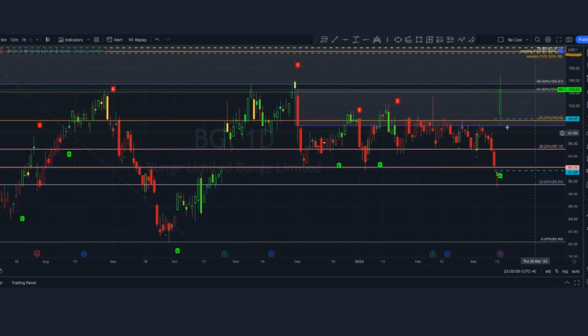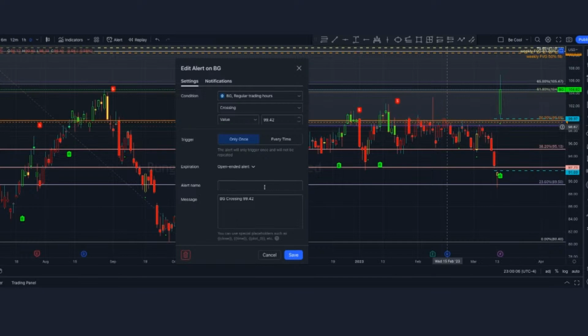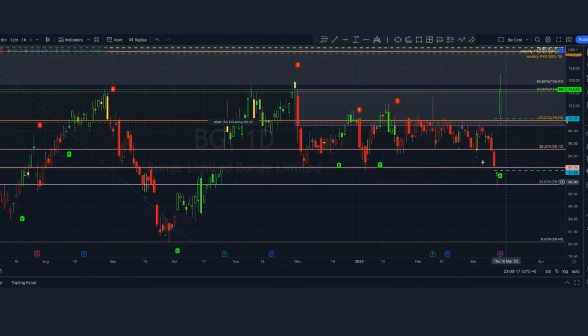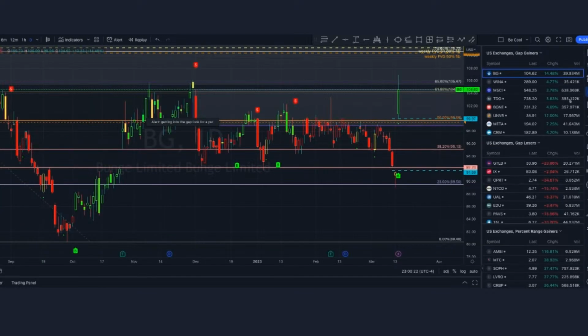Okay, so set my alert. Do edit. There we go. Because I'm organized. Once again, you make your little templates. You're good to go, right? All right. So let's go find another ticker, and then we're gonna SOS the process.